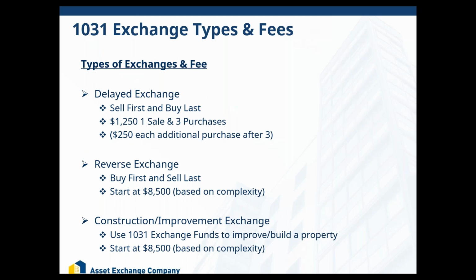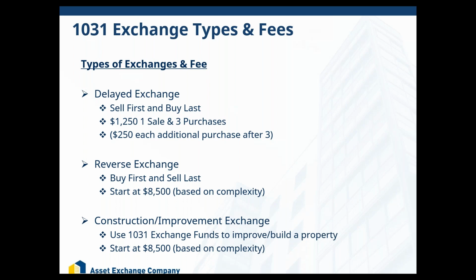All right, now, the reverse exchange. Again, that's what you buy first. You buy the replacement property first, and you sell last. You're selling that replacement property by day 180. Those types of exchanges can be significantly more complicated. We're forming a separate company. We're going on title, okay? Those types of exchanges start off at $8,500, right?